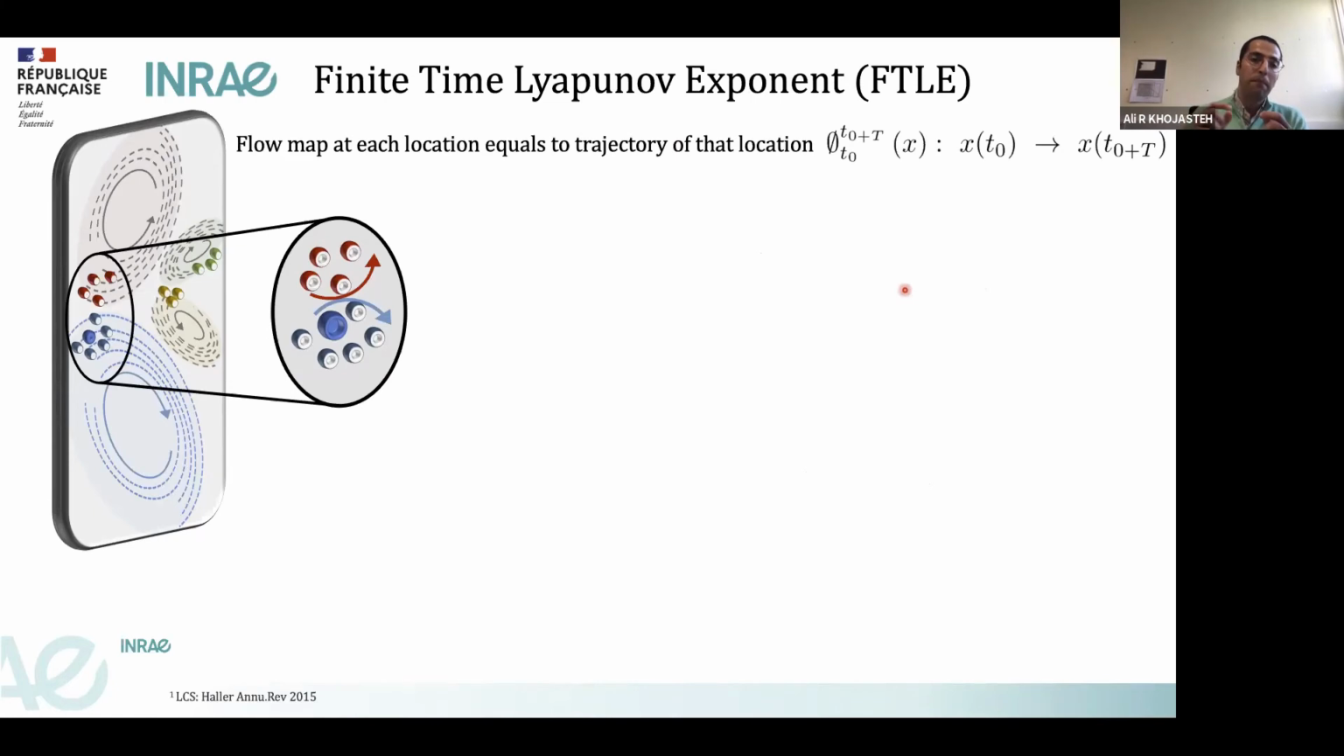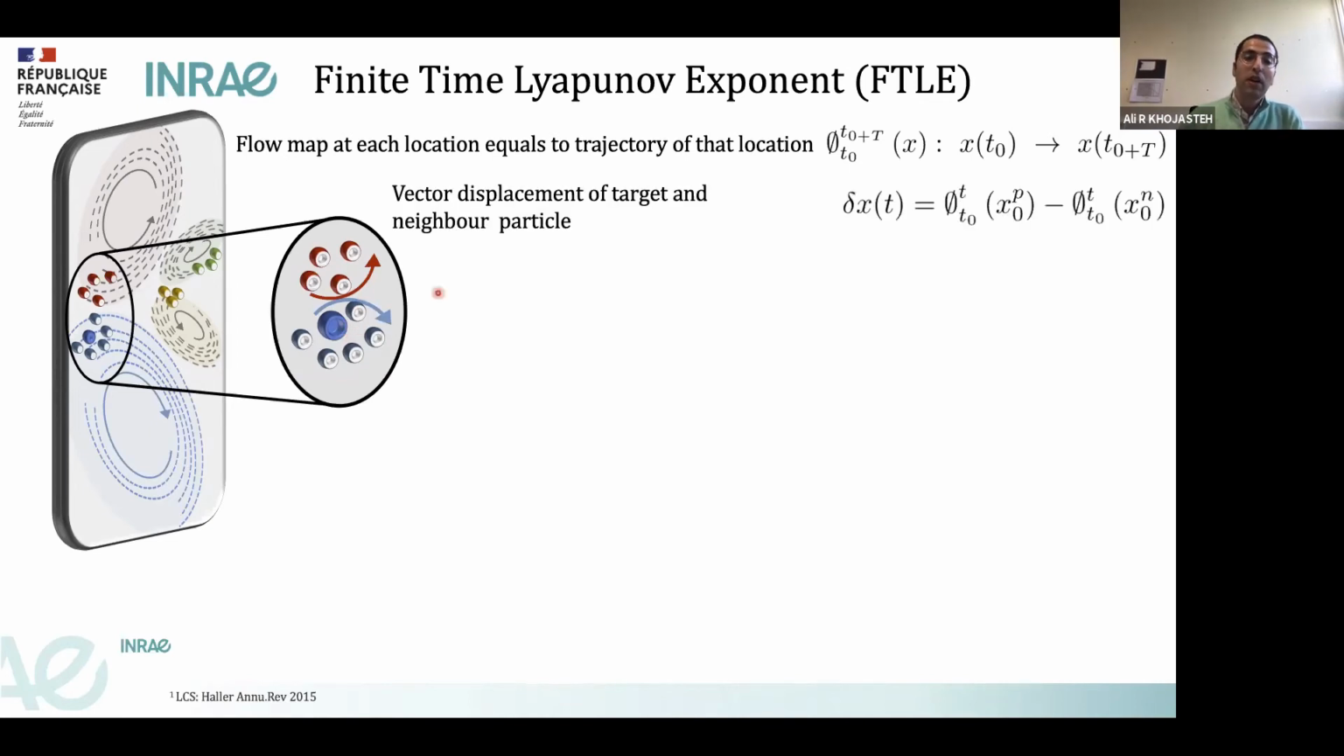Just assume you have a flow map of your domain, 2D or 3D, and each trajectory is a part of your flow map. So you have phi, spatial temporal trajectory information, that can be considered as your flow map. And you want to see what's happening between this trajectory and its neighbors. So you define a vector displacement between two neighbors. This vector displacement evolves during different time steps. So you have finite time, temporal information, and this is neighbor information. So you have spatial information. So you have vector displacement in spatial and temporal.